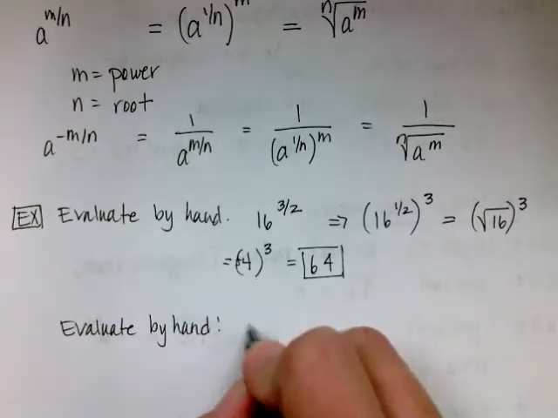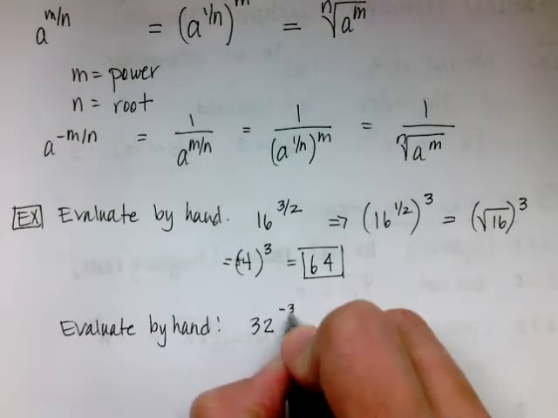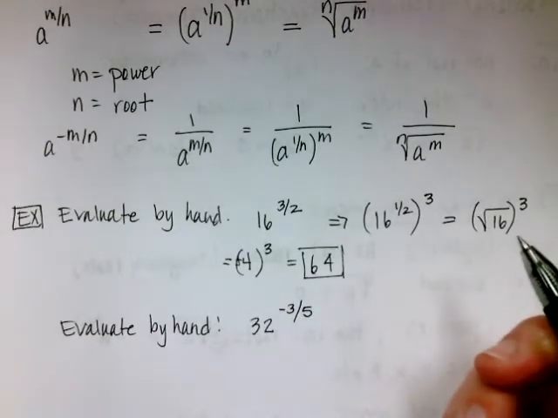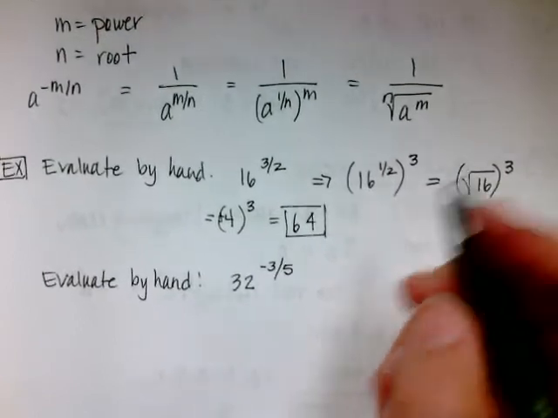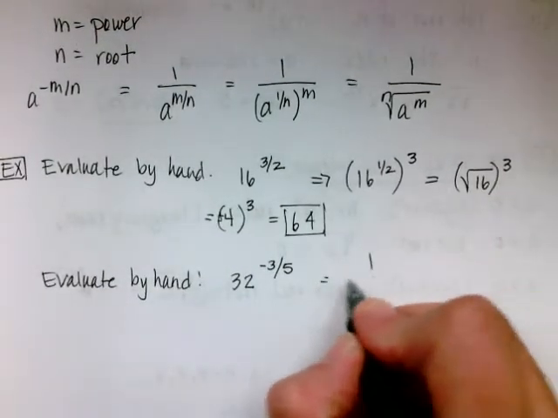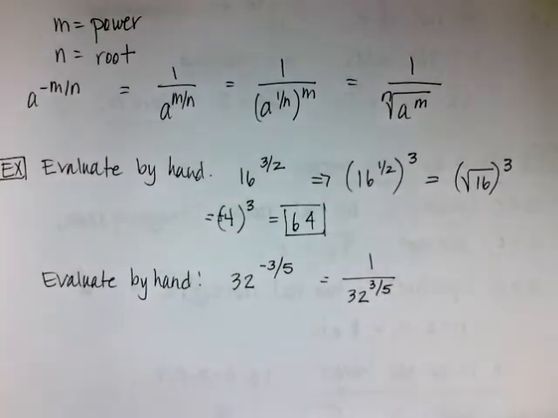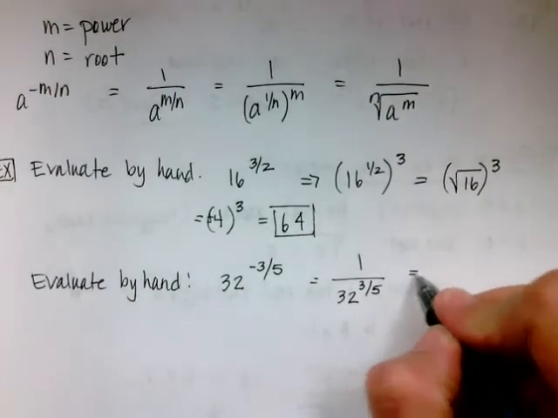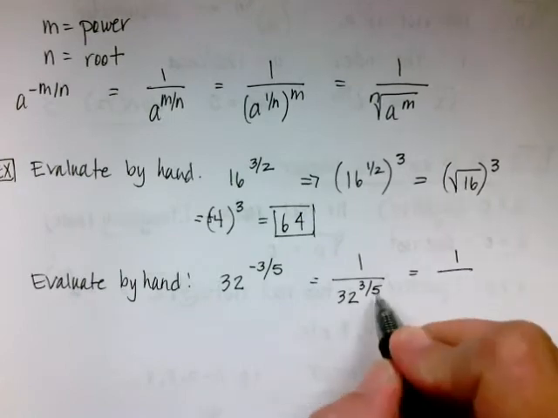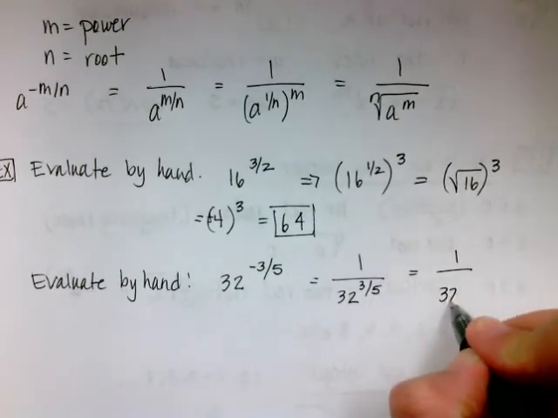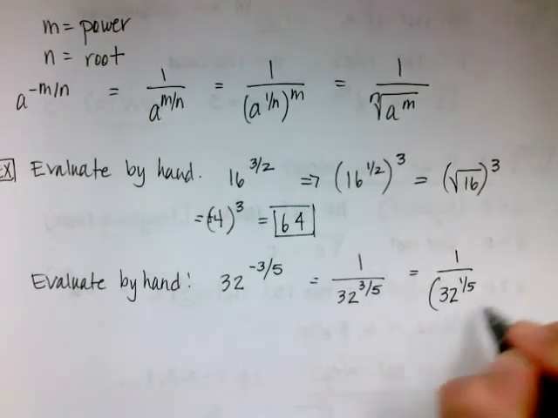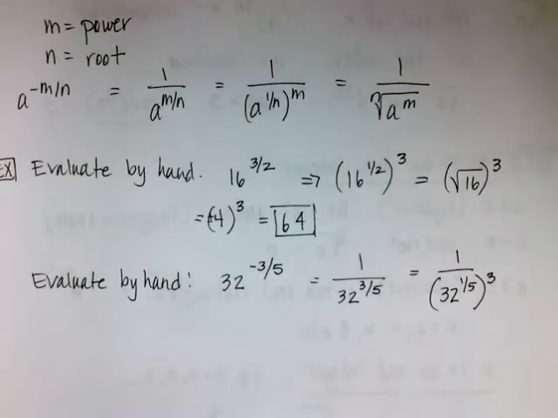Alrighty, and I'm going to do 32 to the negative 3/5. So the first thing I'm going to do is manage the negative exponent. So I'm going to do 1 over 32 to the 3/5. Notice that it's now positive. Now I'm going to rewrite it with the 5th root. So it's 32 to the 1/5, and then I'm going to raise that to the 3rd.